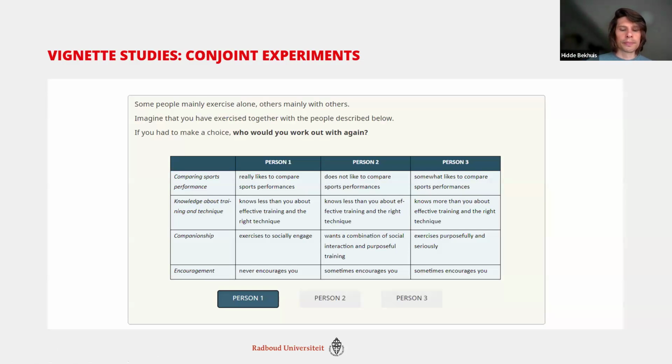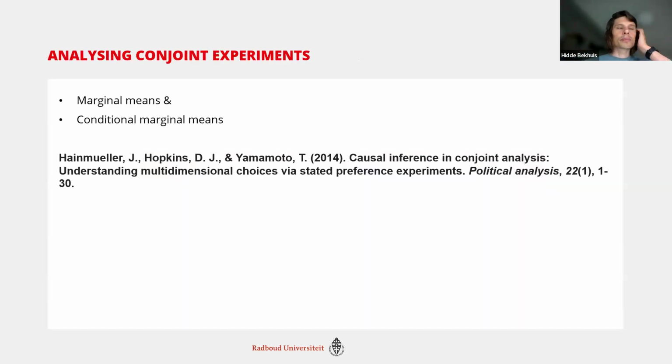So, nice. You can do this, so you know what type of person they want to work out with or they want to sport with. But how do you analyze that? Because a normal regression analysis doesn't work here because you have so many options. So what you use are marginal means and conditional marginal means.